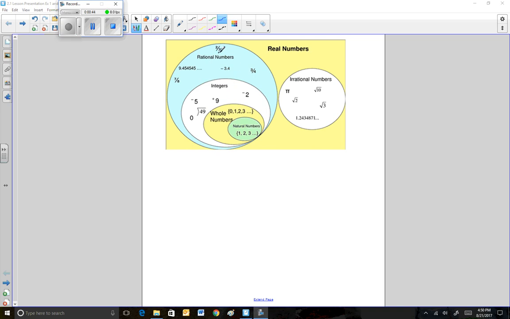Rational numbers: any fraction that has a repeating decimal or an ending decimal will be considered a rational number. So this is 0.454545, so that's rational. 2/3 will be 0.666666, and it keeps going on, and the 6 repeats, so it's rational. 3.4 will stop at 3.4, so it's rational. So basically, if you have a decimal that stops or repeats, it's rational.